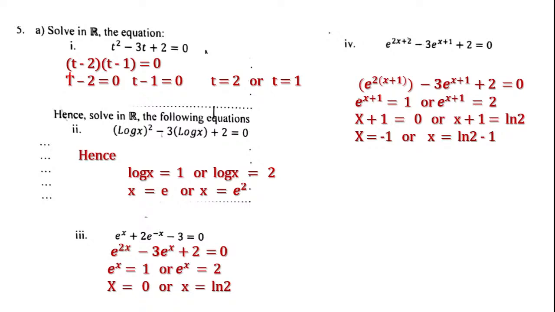So we take ln on both sides. We will have x plus 1 equal to ln 1, which is 0, or x plus 1 equal to ln 2. From this one, we'll have x to be negative 1, or x equal to ln 2 minus 1. So these are the two roots of these equations. Yeah, this question is actually a nice one.